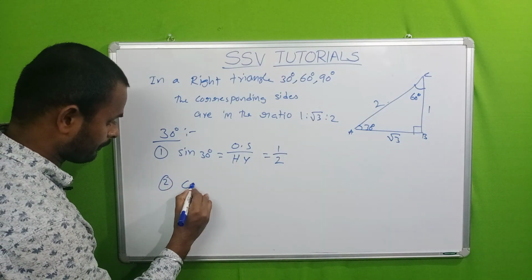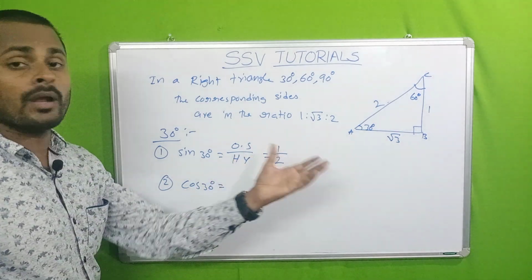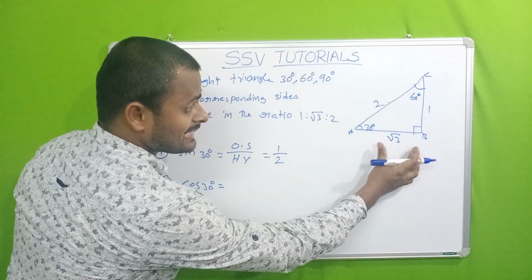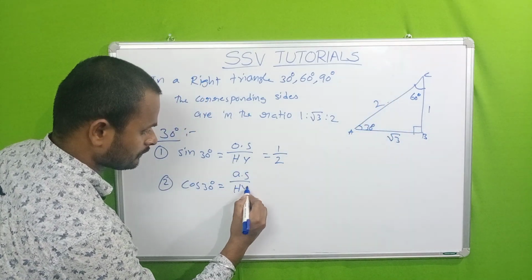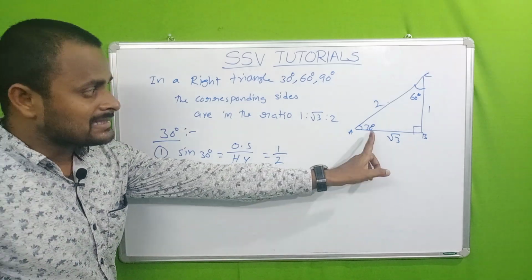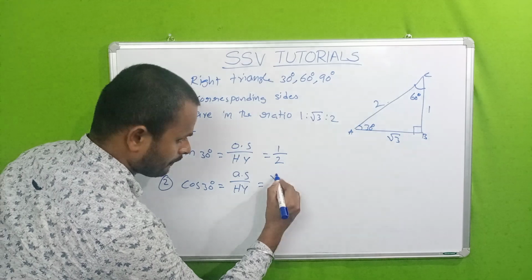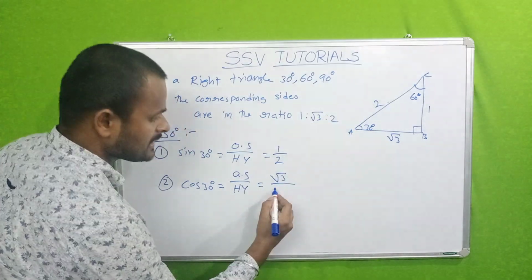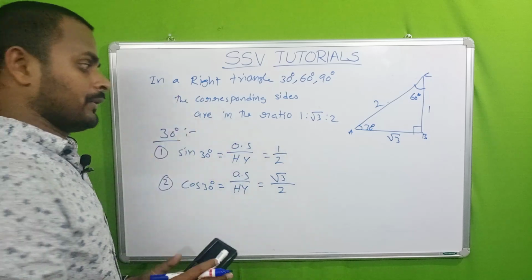Second one, cos 30 degrees. What is the formula of cos? Adjacent side by hypotenuse. The adjacent side to the 30 degrees angle is √3 and hypotenuse is 2. So cos 30 is equal to √3/2.